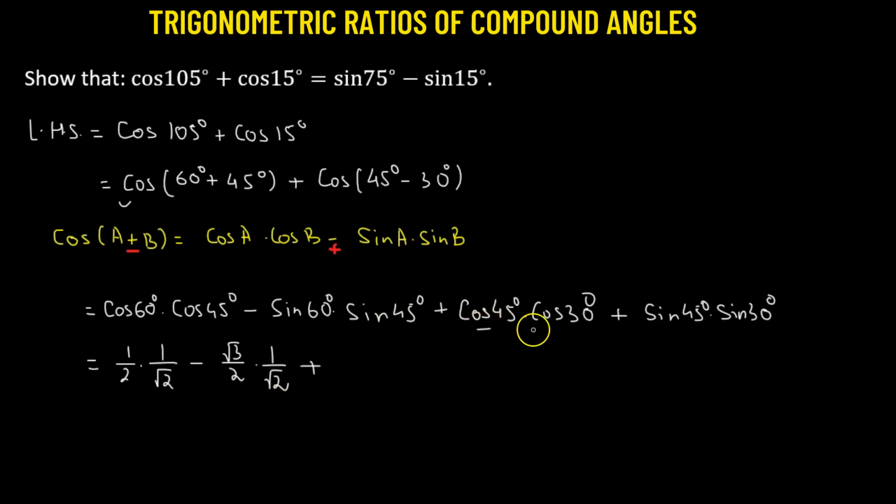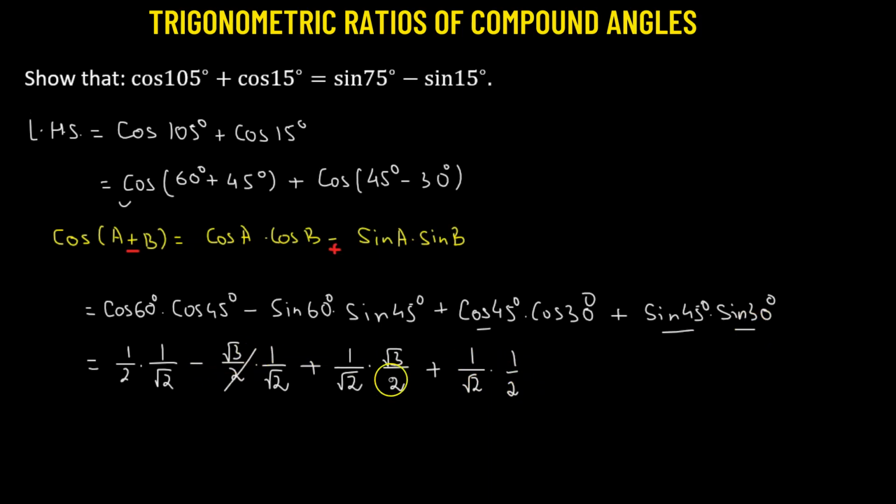Added to, we have now cosine 45 times cosine 30. Cosine 45 is 1 over square root of 2, whereas cosine 30 degrees is square root of 3 over 2. And in the final term, we have sine 45 times sine 30. Sine 45 is 1 over square root of 2, multiplied by sine 30 degrees, which is half.